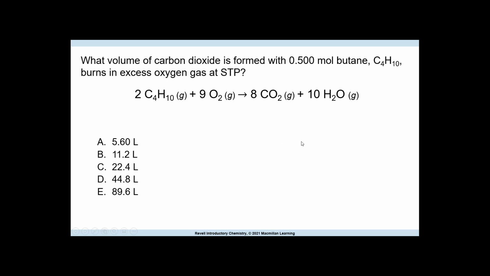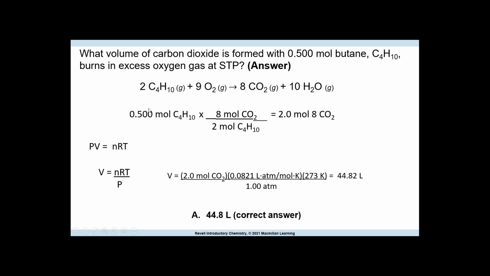What volume of carbon dioxide is formed with 0.5 moles of butane burned in excess oxygen at STP? So we're dealing with standard temperature and pressure conditions. The first thing we do is what we learned in chapter 7. We set it up with the butane, and we determine the moles of CO2. We then plug that in because it's asking for the volume, so we isolate volume and plug everything in. STP is 1 atm and 273 is the temperature, and this gives us 44.82 liters.